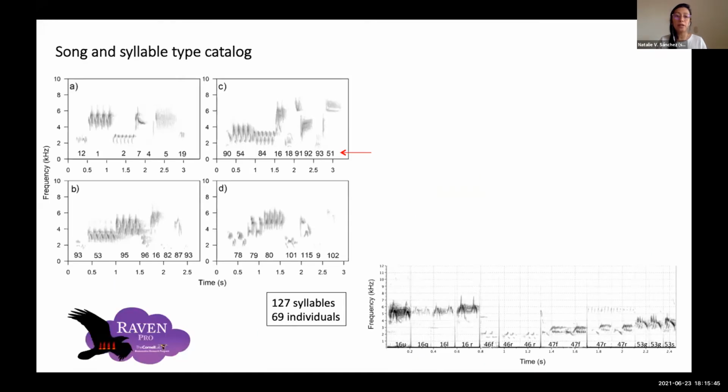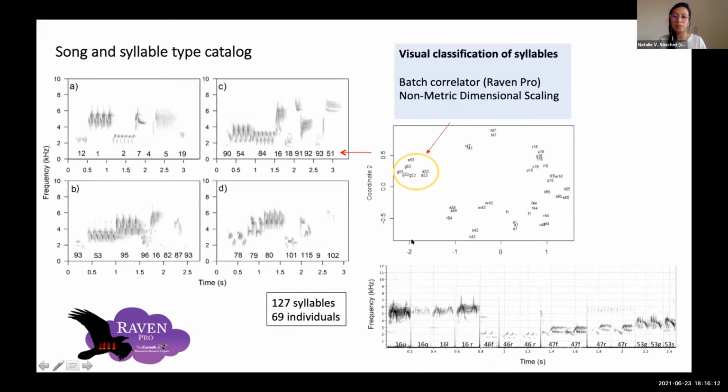We also started a catalog of sounds and syllables for each bird. We described 127 syllables for 69 individuals, and you can notice the syllable types here. These are 4 different songs of 4 different individuals. For syllables that were shared among individuals, we did a cross-correlation analysis just to see if their acoustic features are going to be grouped in the multivariate space. Here is an example of two individuals sharing one syllable being grouped.